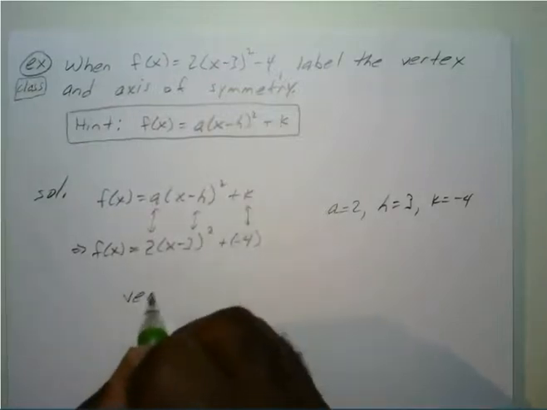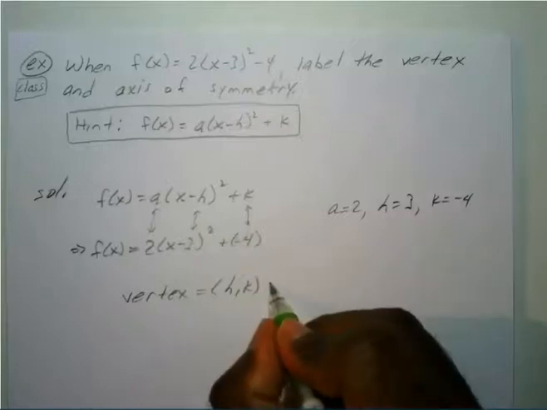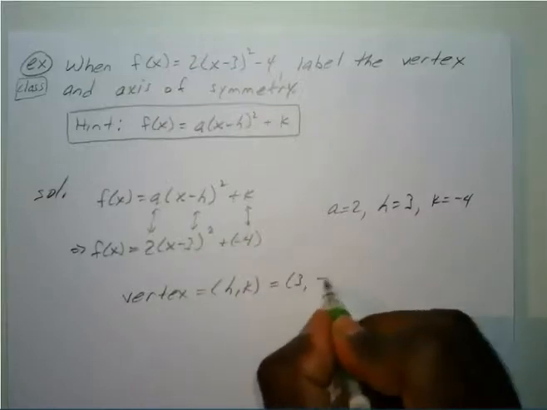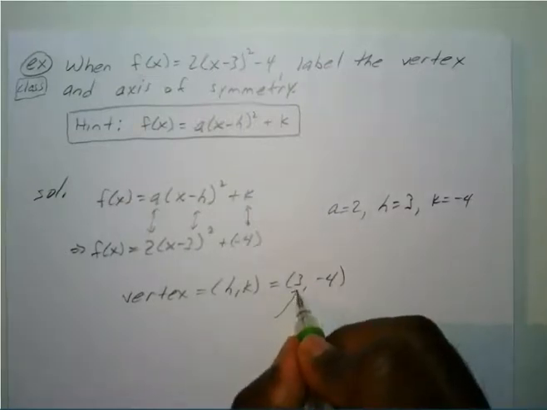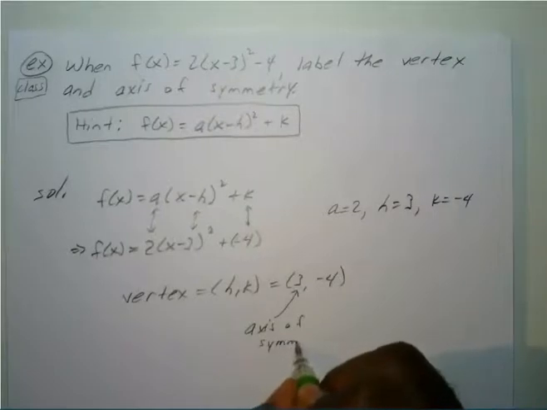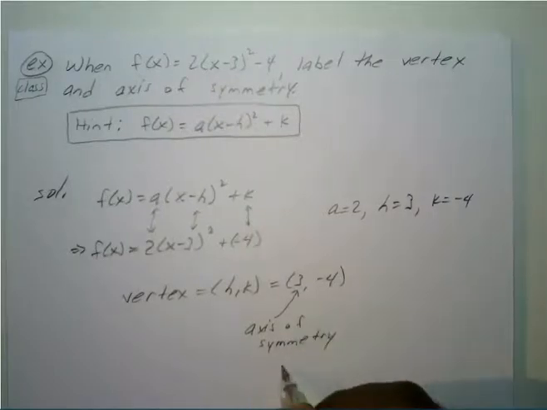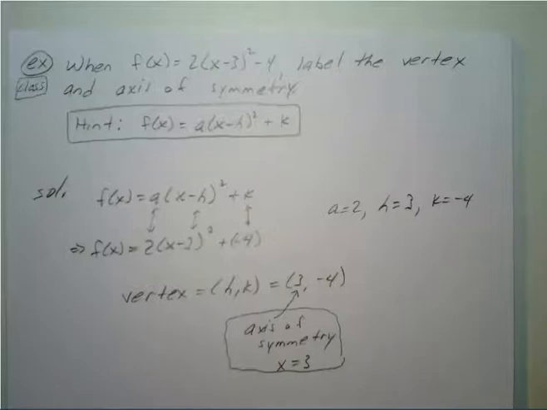So our vertex, which is h, k, is actually 3, negative 4. And our axis of symmetry is still x equals 3. It's still the x value of our vertex. All right, if you're still writing, feel free to press pause. We're going to go ahead and do another example.